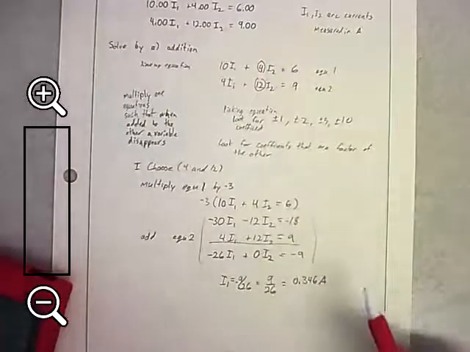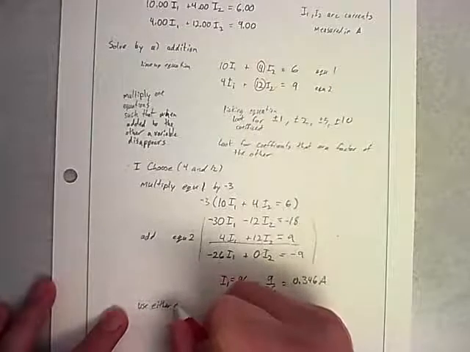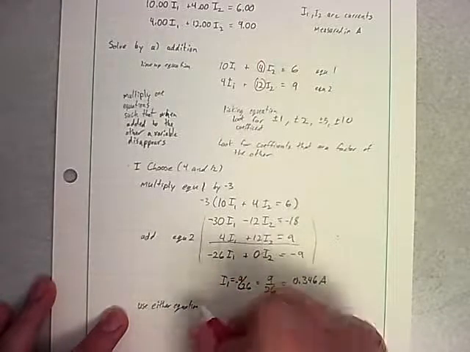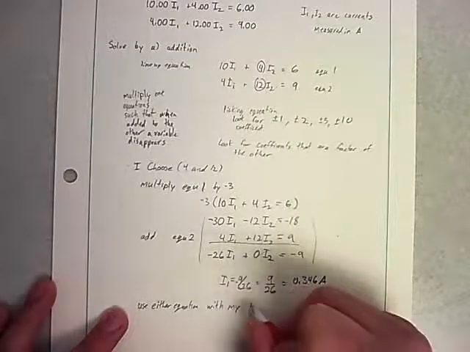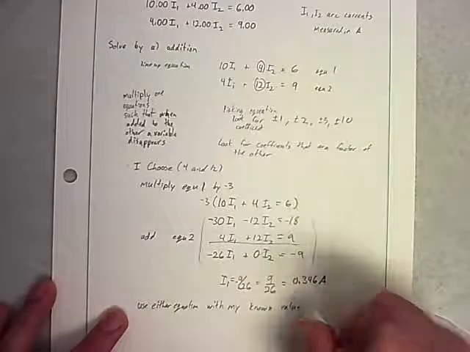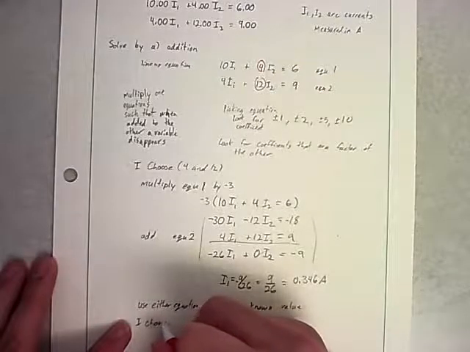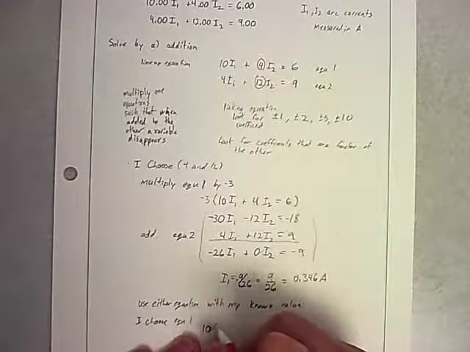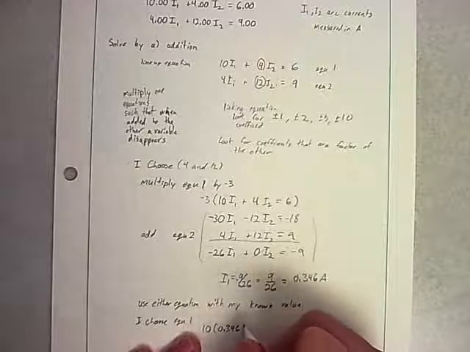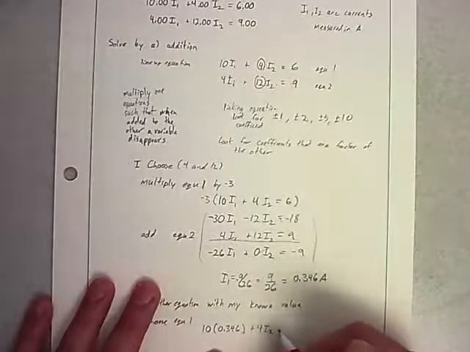Okay, then once I have that, I can use either equation with my known value. And since I've got I1, I'm going to choose equation 1. It doesn't really matter. But to use equation 1, I'm going to say 10 times the 0.346. I do like that 10 is going to be an easy number for me to multiply. Plus 4 times I2 is going to equal 6.